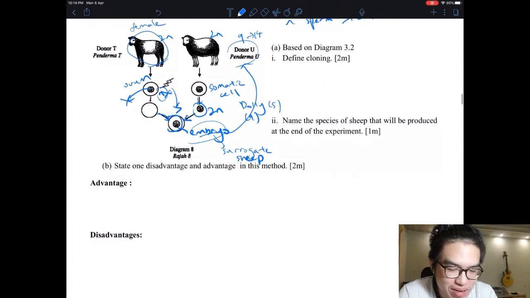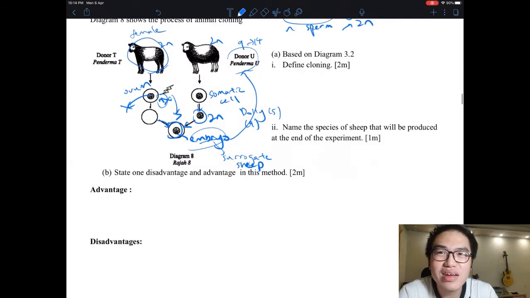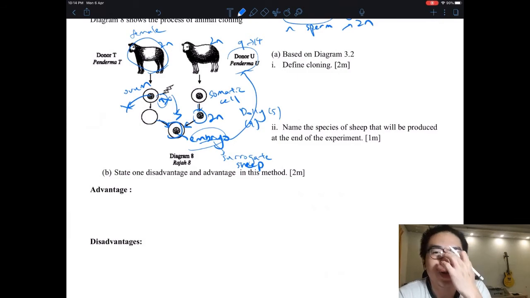So there you go. That's cloning. Do we clone anything now? Yeah, we do. Actually, most of your bananas are cloned. It's not from breeding. It's from cloning.